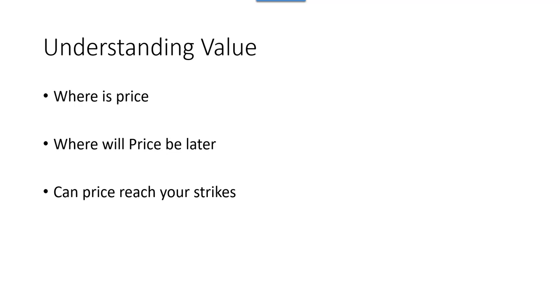Understanding value, you've got to recognize where price is at, where price will be later, and can price reach the strikes that you are going to choose. Understanding the value in your calendar comes from understanding what your options value will be in the future. From that understanding, we can plot price in the future and determine an estimate of what the trade would be worth when we attempt to sell it back to the market.